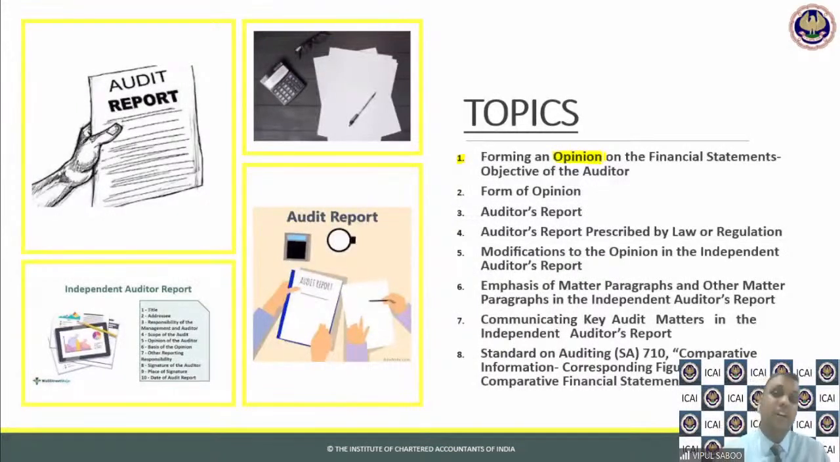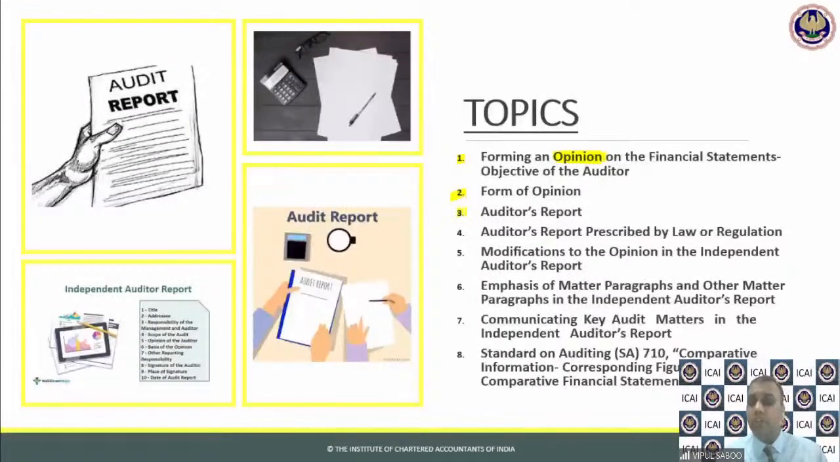This is where the concept of independence, professional skepticism, professional judgment, experience, everything comes on board. The opinion of the auditor. We are professionals. We are paid for this particular opinion. So this is really important. The second part is form of opinion. So what are the various forms of opinion?